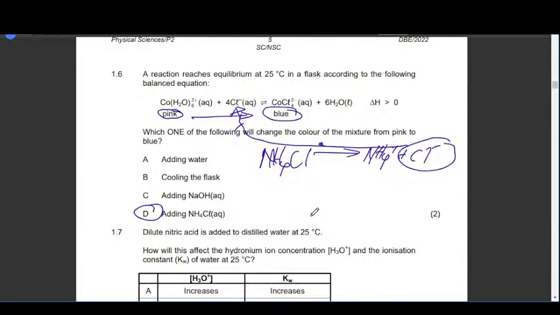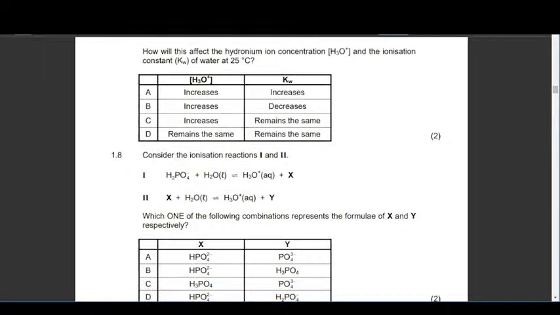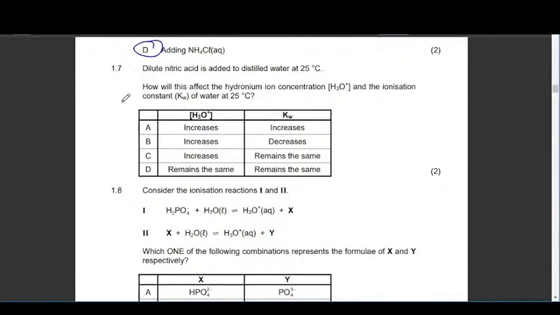1.7, they're saying that dilute nitric acid is added to distilled water at 25 degrees C. Okay, let me do it like this. At 25 degrees C. Then they're saying, how will this affect the hydronium ion concentration and the ionization constant, that is Kw? Kw means ionization constant for water. So at 25 degrees C.